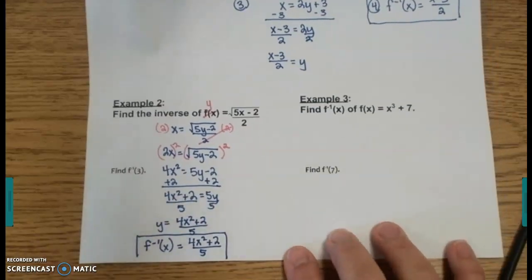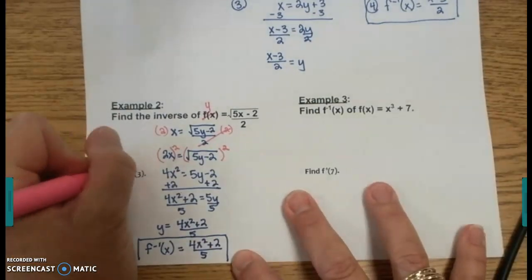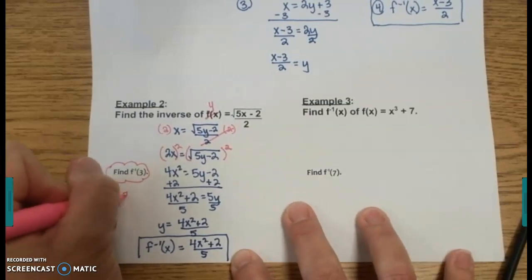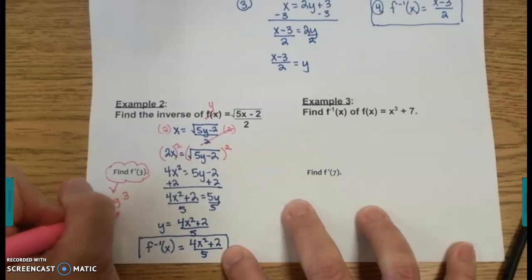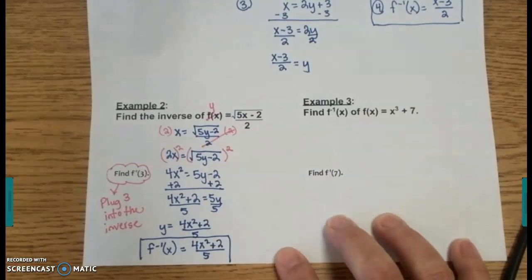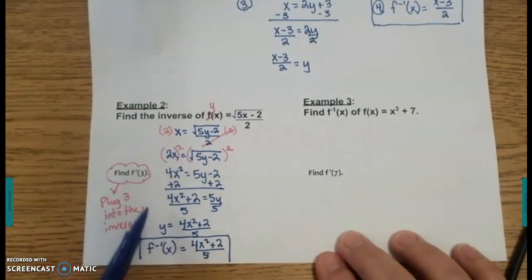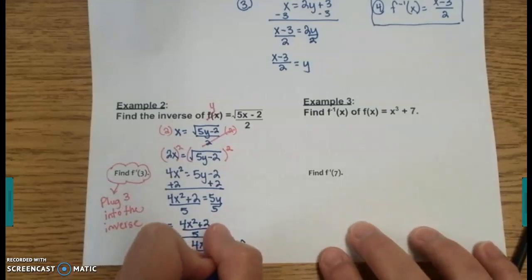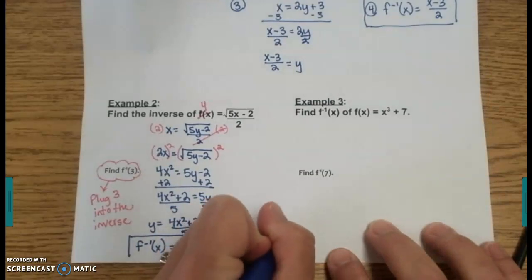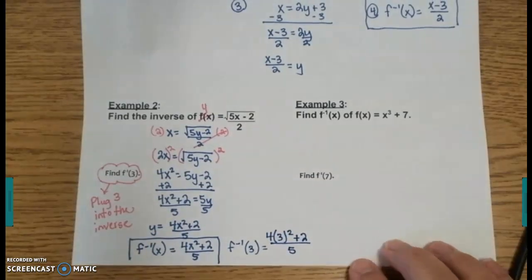So that's the inverse. This means we're going to plug 3 into the inverse. So I've found the inverse. Now I'm going to substitute 3 in for x. So the inverse of 3 is going to be 4 times 3 squared plus 2 over 5.